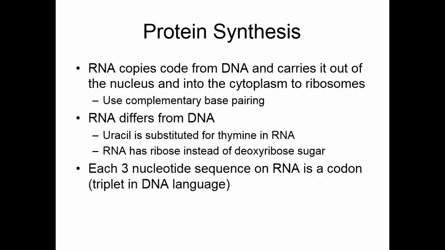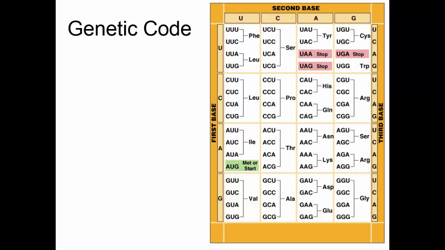So we're going to convert those triplets to a 3 nucleotide sequence on RNA. Now we're going to call them codons. One codon codes for one amino acid. Because we have more words than we need, we have what's called a degenerate genetic code.